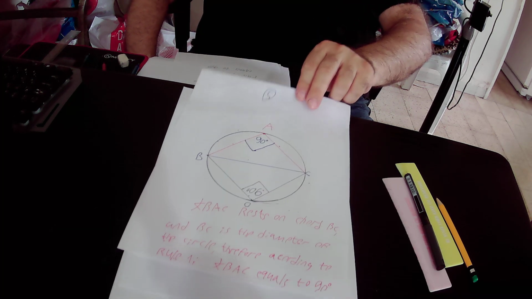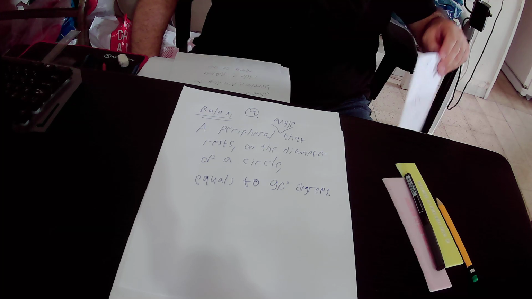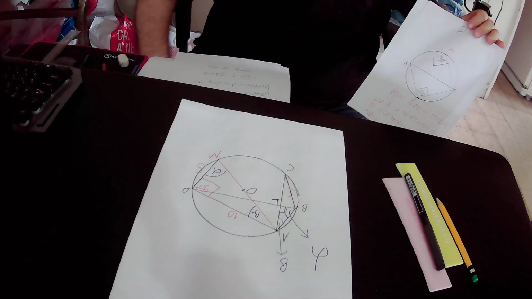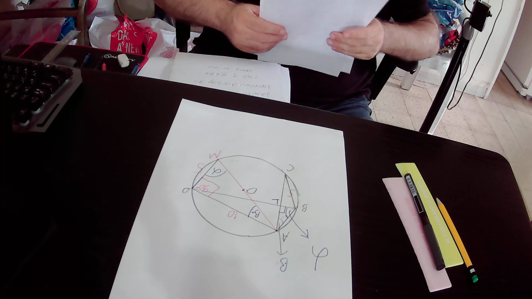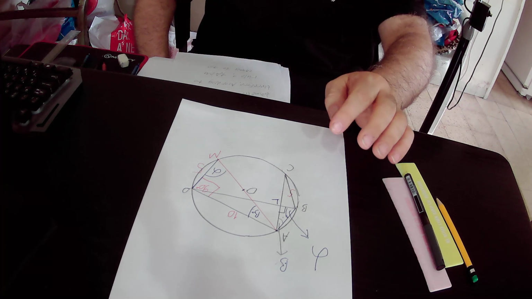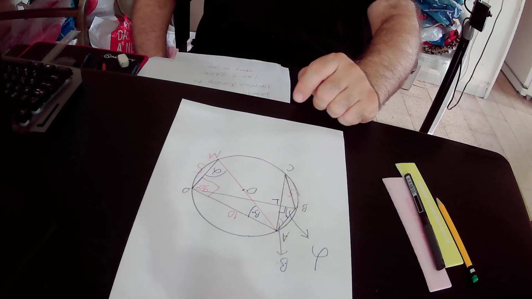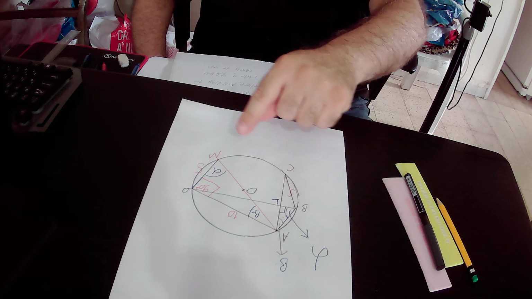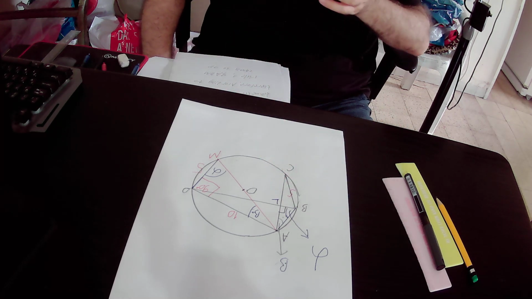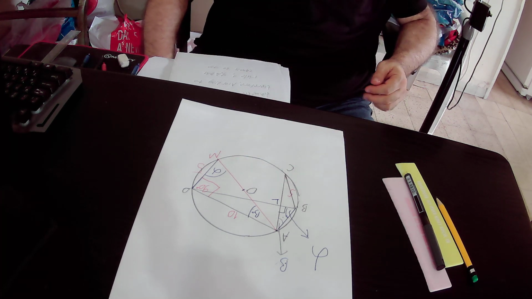Okay, so we can apply rule number 1 in our circle, because we have angle ADM that rests on chord AM, and chord AM is the diameter of the circle. For that reason, angle ADM equals 90 degrees.